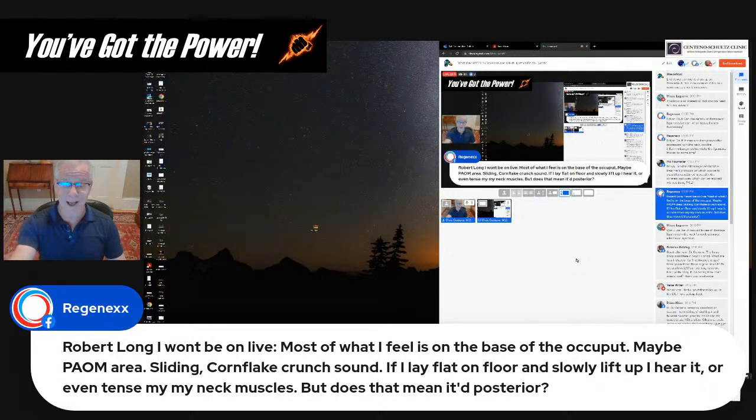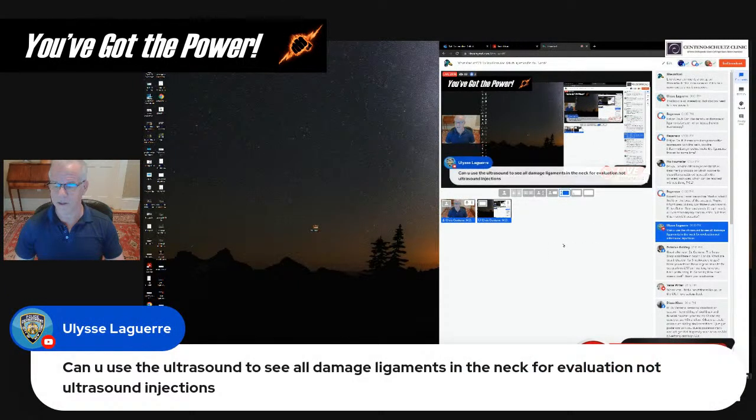Remember, it's always the ligament opposite the direction of movement. Other than side to side, that's a whole other story. But we're talking flexion extension.